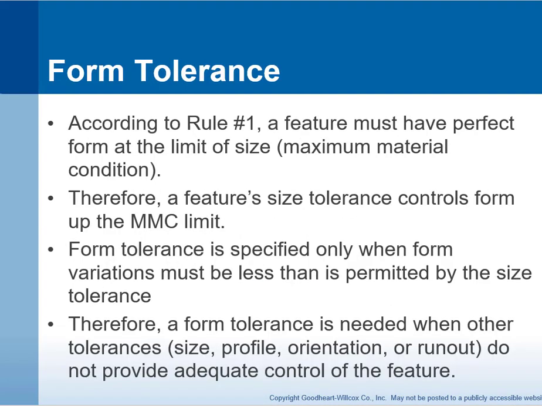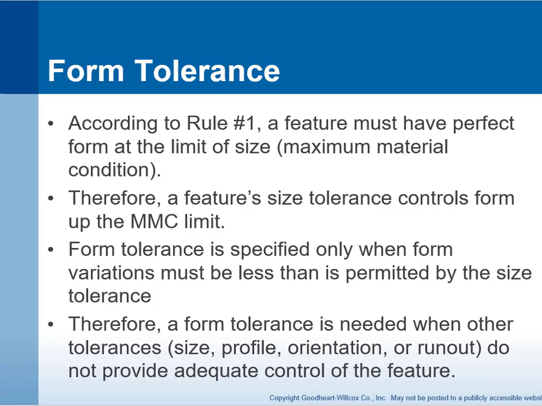Okay, form tolerances. Now, according to Rule 1, a feature must have perfect form at the limits of its size. So whatever the maximum material condition is, the part or feature has to have perfect form at that size. Therefore, a feature's size tolerance controls form up to the MMC limits.